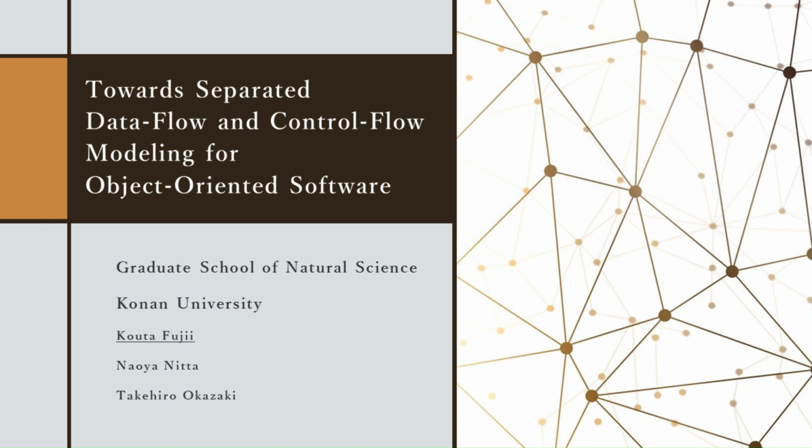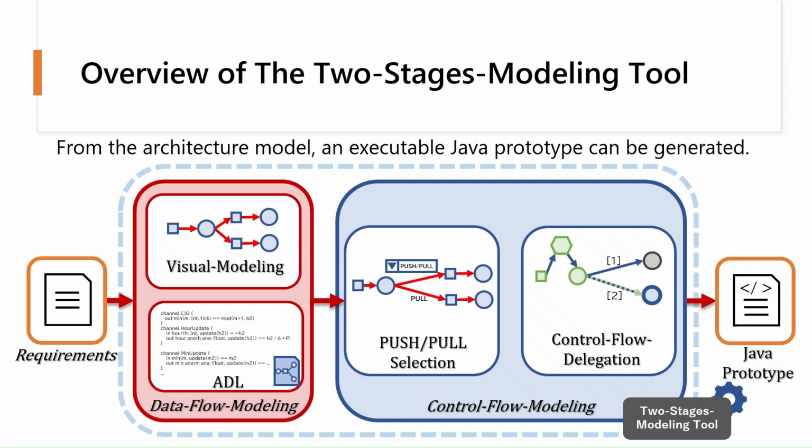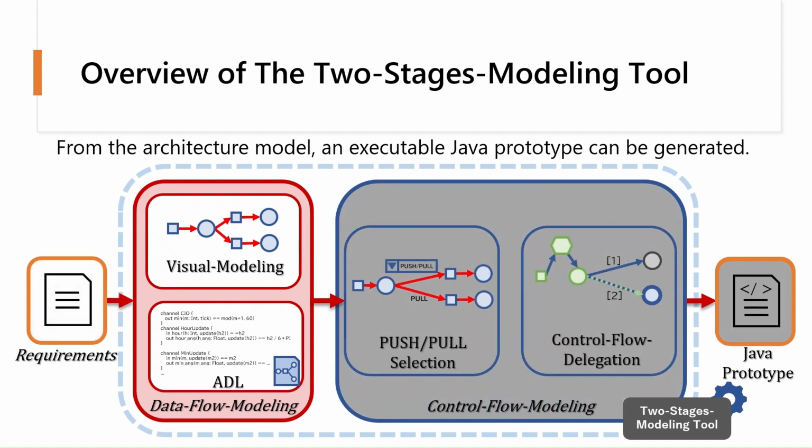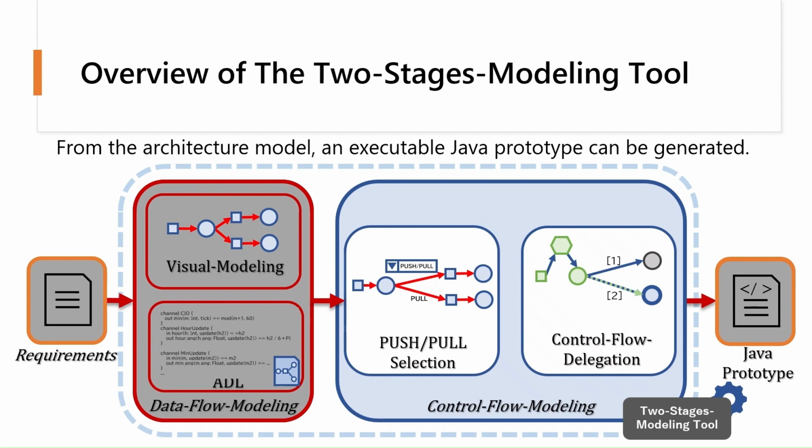We'll now demonstrate the two-stage modeling tool we have developed. This is an architecture modeling tool that can generate prototypes of various designs from the same functional requirements. For this purpose, we divide the modeling process into two stages: the data flow modeling stage and the control flow modeling stage. In the data flow modeling stage, functional aspects of an architecture model are modeled. In the control flow modeling stage, many variations of object-oriented designs can be examined.